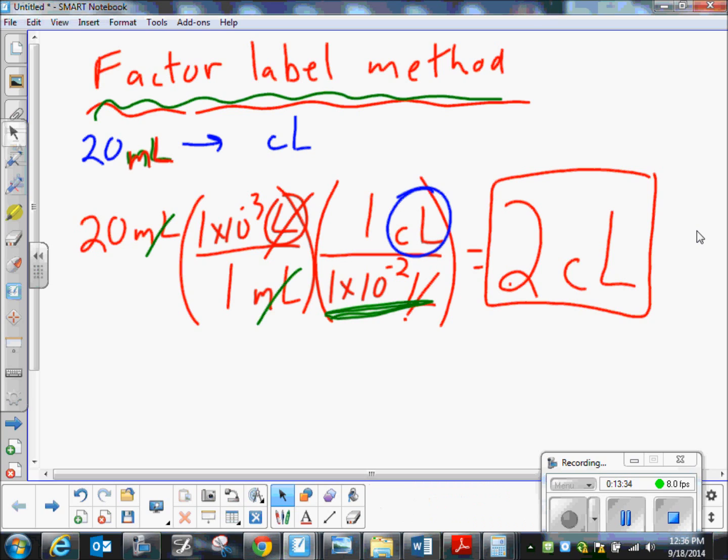Like I said, there's an easier way to do this, but if you don't do it in the factor label method, you won't get the credit for the homework because this is what I'm teaching, not getting the right answer at this time.